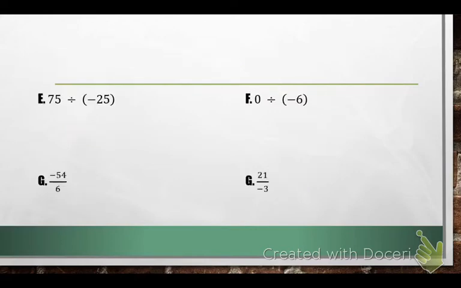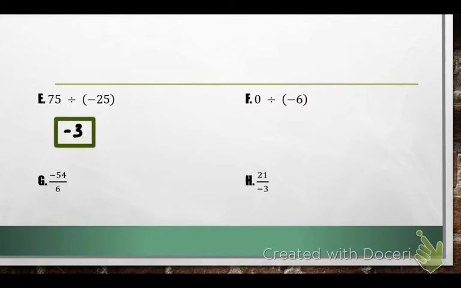Whenever I see 25s, I think of counting by quarters, okay? So let's think about this. 75 divided by negative 25. Is the answer going to be positive or negative? Negative. How many times does 25 go into 75? 3 times. 3, so the answer is negative 3. All right, I want you to do F, G, and H.